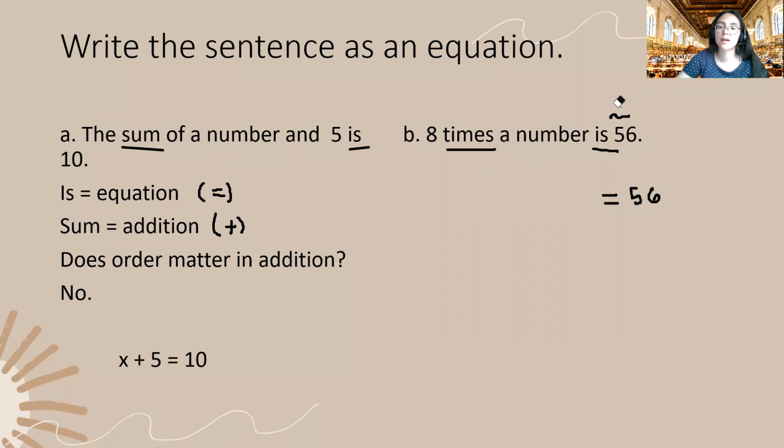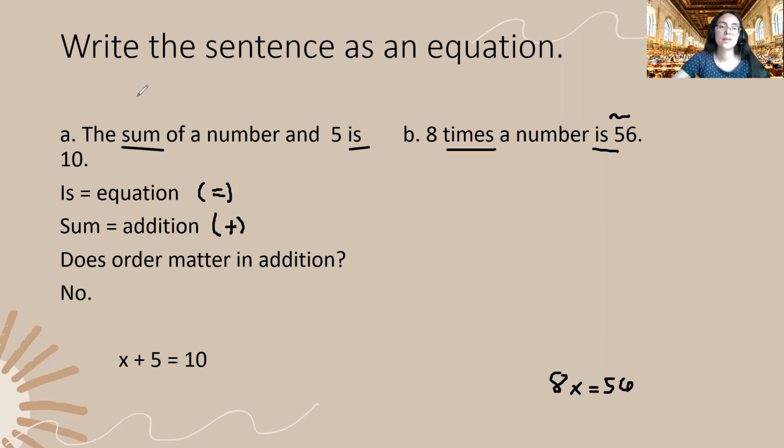Now, what will go on the left-hand side? Well, I see that I have times. So it's some type of multiplication. 8 times a number. So I'm going to say 8 times x. Okay, so that is what I think. But let's go ahead and write this at the bottom so that we can check our work. So it'll be right here at the bottom. We're going to write 8x is equal to 56.